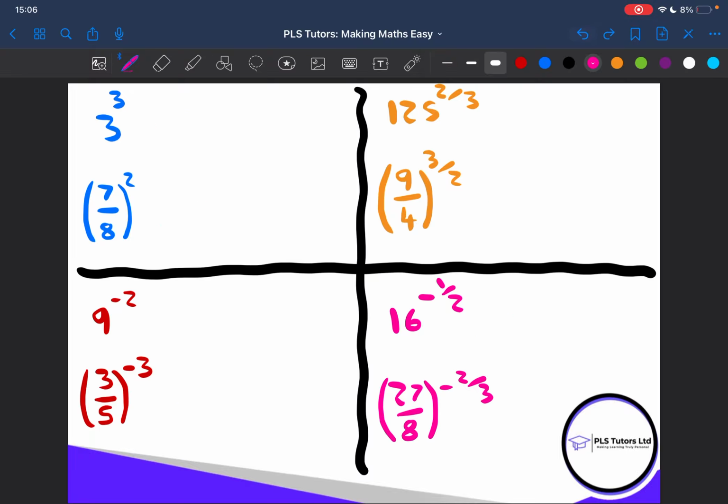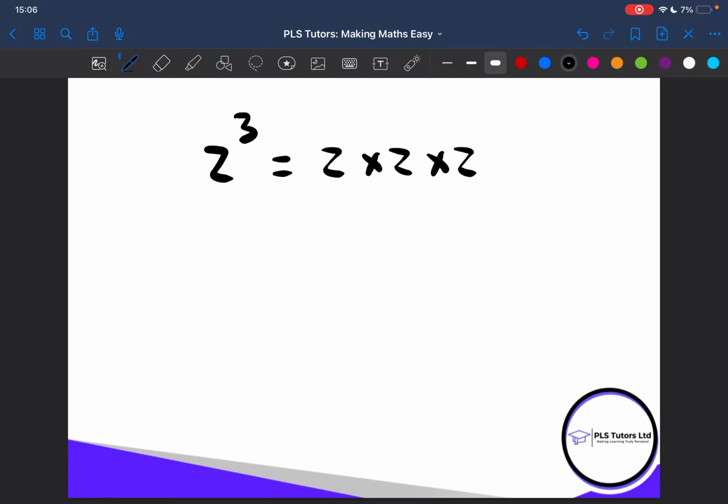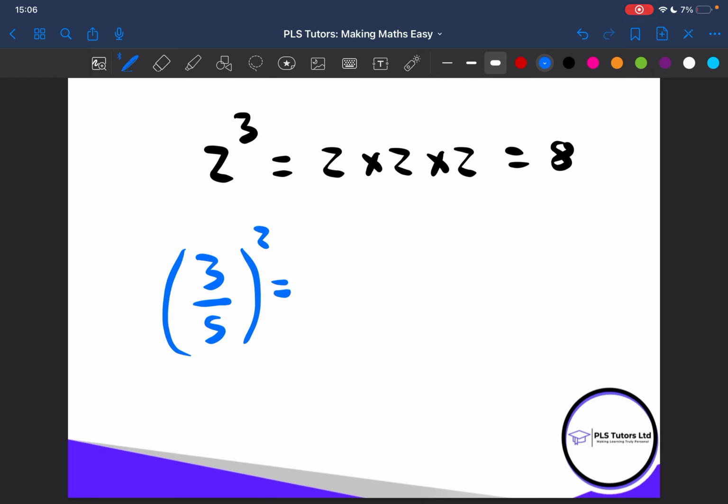Now when you have 2 cubed, this is the easy one. You all should know that's just 2 times 2 times 2, right? And that gives you 8. But then when you have a fraction, such as 3 over 5 all squared, this seems to throw a lot of people off, but it's actually really easy. You do 3 squared, which is 9, and then you do 5 squared, which is 25. So you just square each one individually.